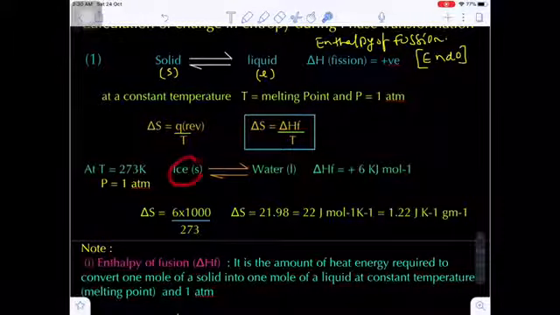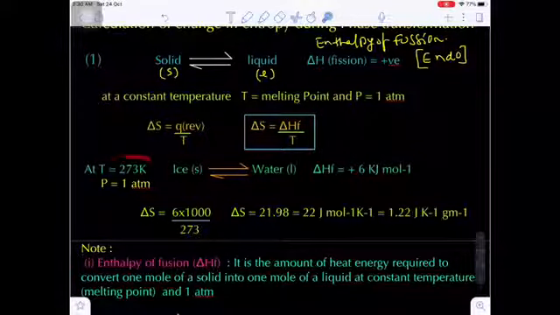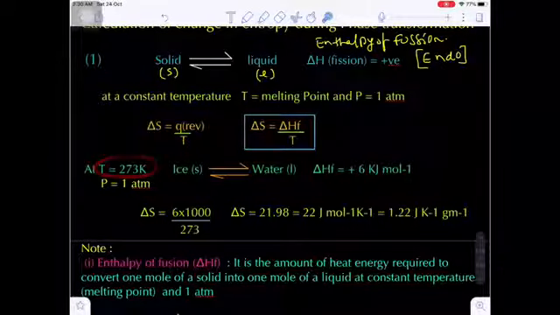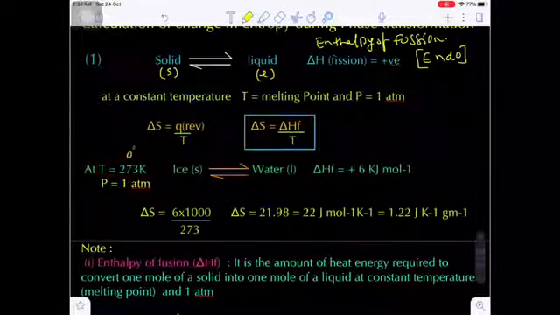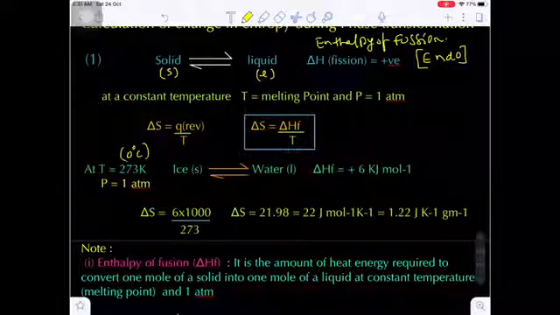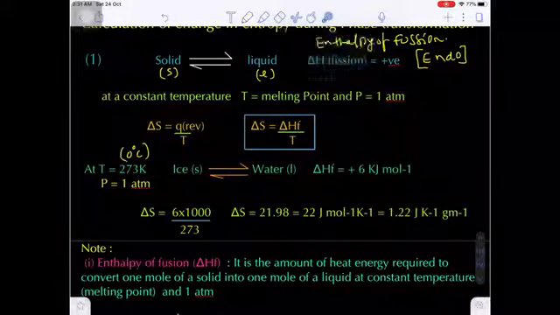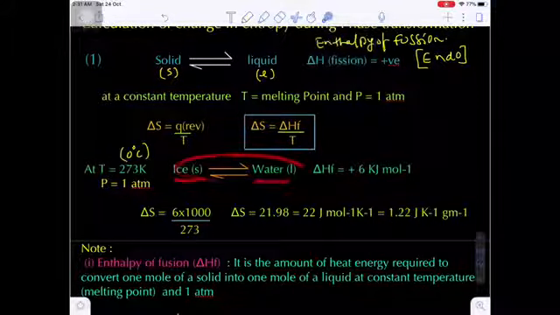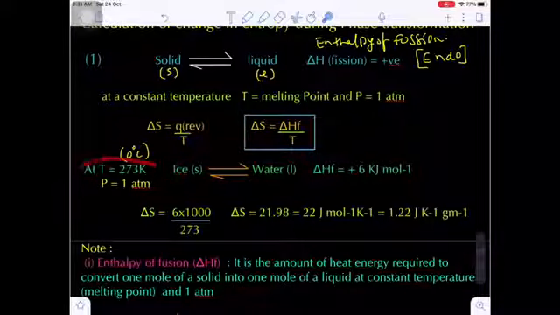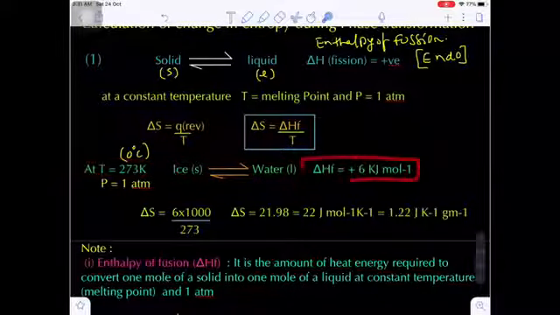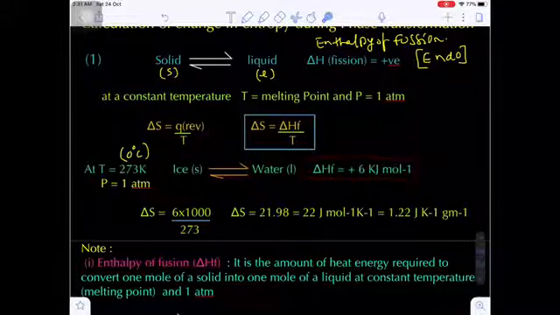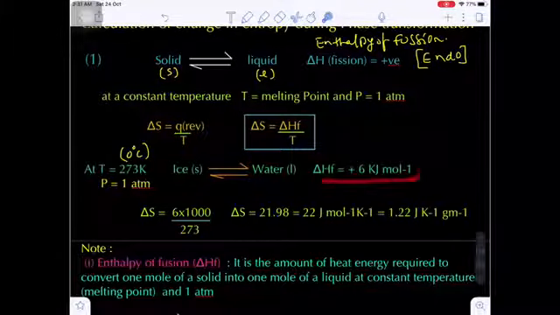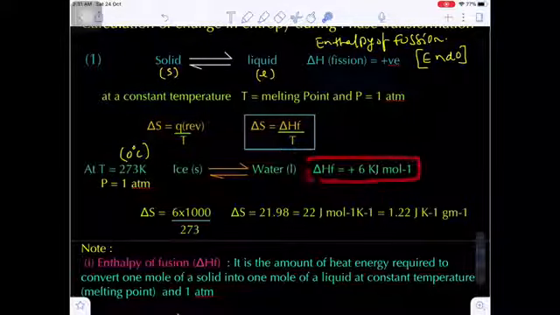The best example we have is the ice and water system. Do you know ice and water both exist at 273 Kelvin temperature? It is also nothing but 0 degree Celsius. And obviously the atmospheric pressure will be 1 atm. Now ice and water both exist in dynamic equilibrium at 273 Kelvin. Now what will be the enthalpy of fusion of 1 mole of ice? That will be 6 kilojoule per mole. So this is experimental data. It must be given in the question.